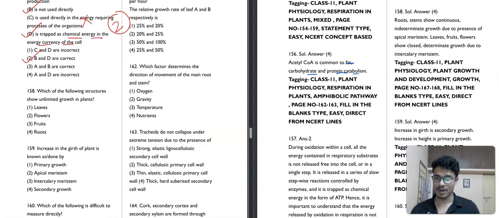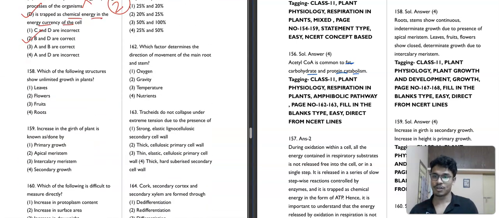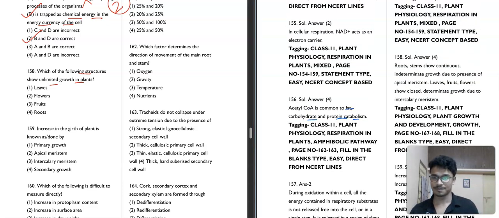Then question number 158. Which of the following structures show limited growth in plants? Leaves, flowers, fruits or roots? So here roots and stems show continuous indeterminate growth due to presence of apical meristem. Leaves, fruits and flowers show closed determinate growth. So our correct answer, what it will be? Fourth, roots. Fourth option, unlimited growth.